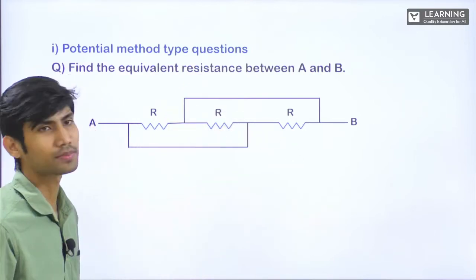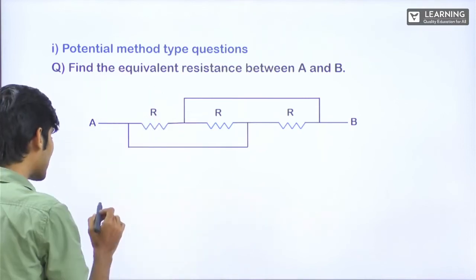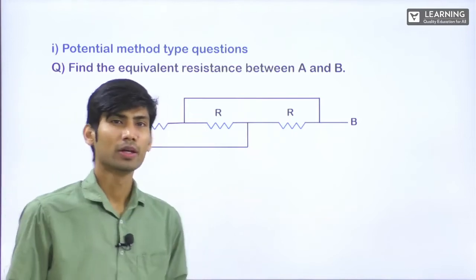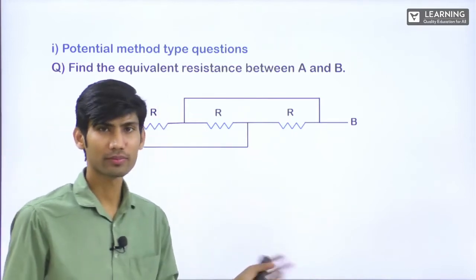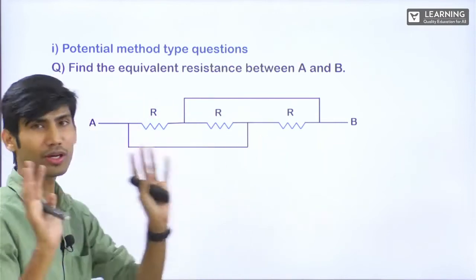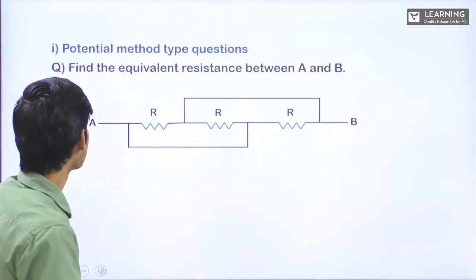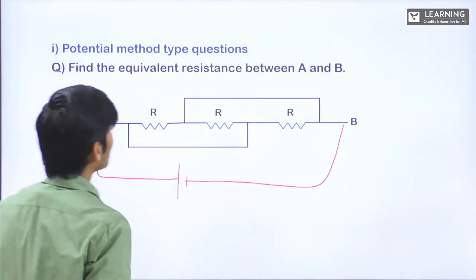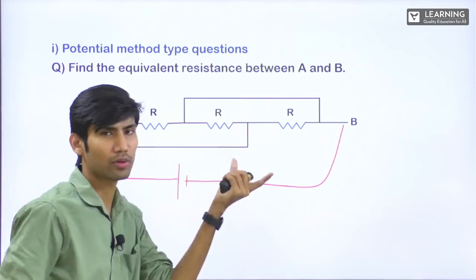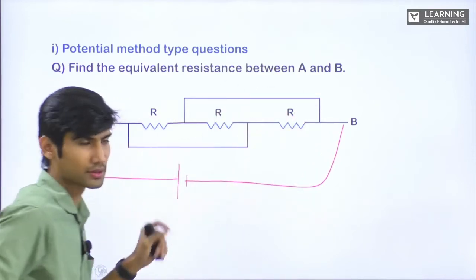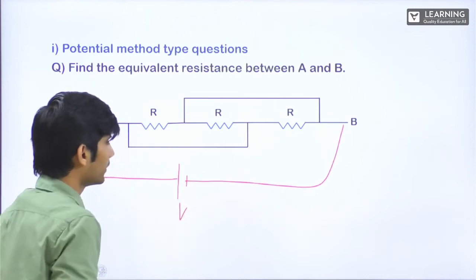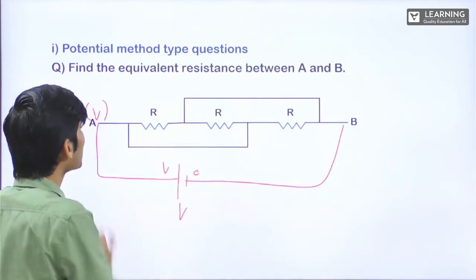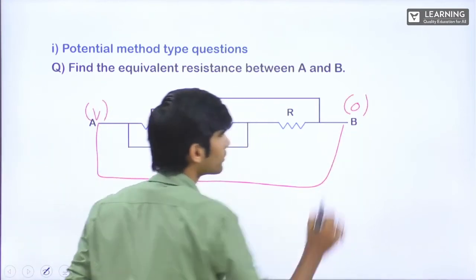So now how to solve this? See, potential method type questions, I'll be going a bit fast also because there are so many methods, and I don't want this session to be very long. But you will understand everything for sure. Now here, if I connect a battery across it, find equivalent resistance between A and B. What does this mean? There is a battery across this, right? Now if this is voltage V, that means this is V, this is 0. So from here I can write this at potential V and this at potential 0.